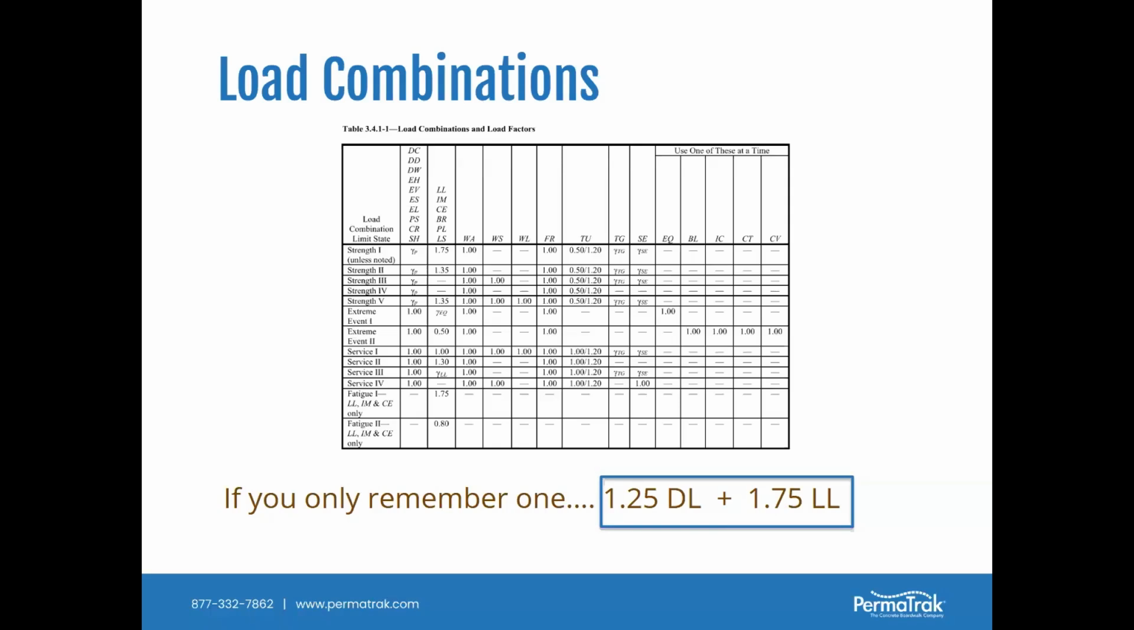So the one thing you need to remember is in the box. Your load combination that needs to be looked at is 1.25 times your dead load plus 1.75 times your live load, and that's Strength 1 in that chart. That's a 25% increase on your dead load and a 75% increase on your live load, and that becomes your design load that you have to do for your boardwalk.